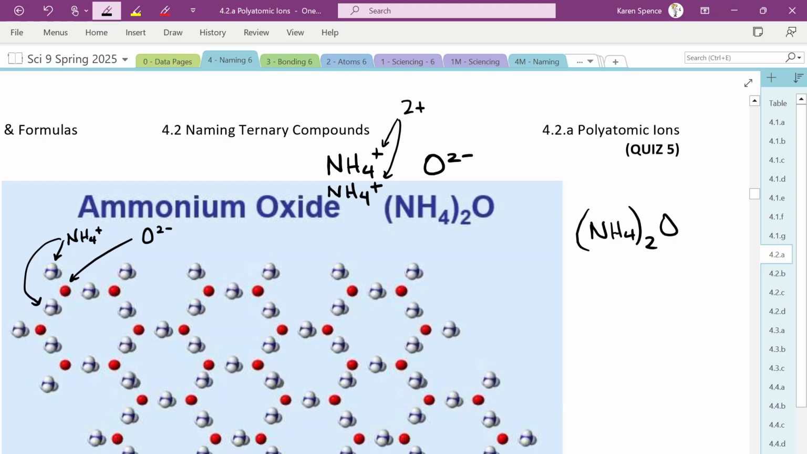So when you're naming these compounds, you would just look at it and you would say, I have this NH4 at the beginning. I just name it ammonium. Yeah? And then I'm saying, what else do I have? I've got O. O is for oxygen, but it's the second element, so it has to be oxide. That second ending always changes to ide.